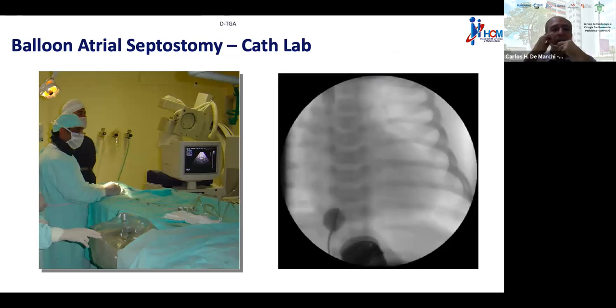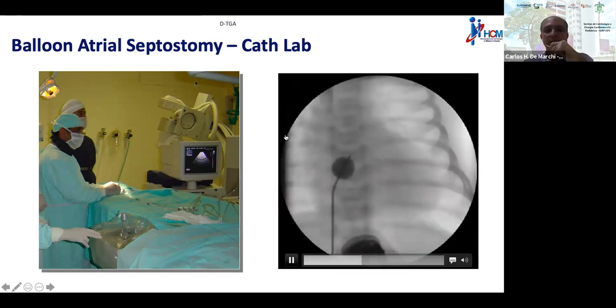Traditionally, the balloon atrial septostomy was done in the cath lab. This is our cath lab. Dr. Monsieur Godoy, the anesthesiologist. Unfortunately, this anesthesiologist is in the hospital with COVID coronavirus, but I think that he is well now. The echo machine, okay, and this is the image that you see.